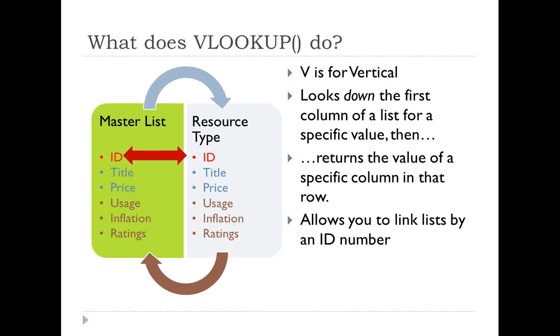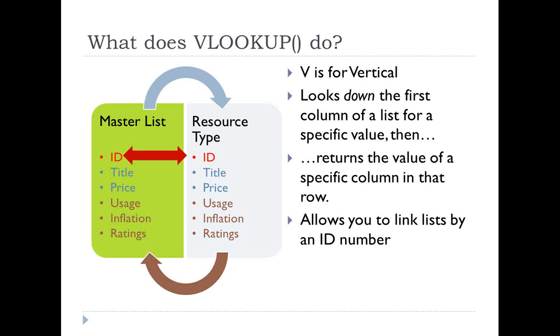VLOOKUP. Well, what does it do? Well, for one thing, V is for vertical. It looks down. I know it says lookup, but it does look down the first column of a list for a specific value, then returns the value of a specific column in that row. And this is how you can link lists by a single identifier, an ID number.